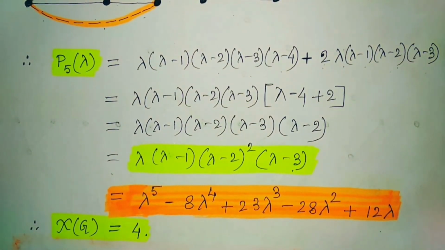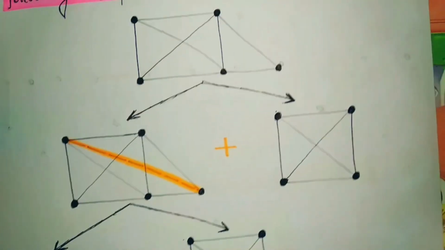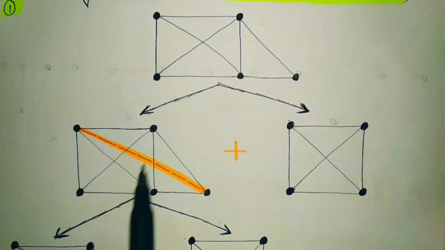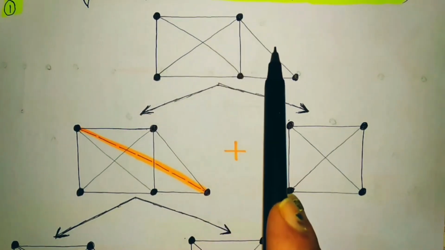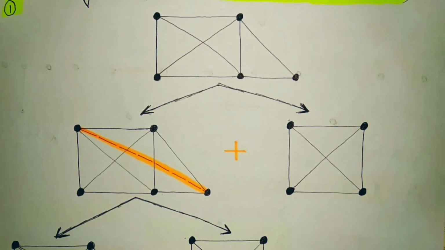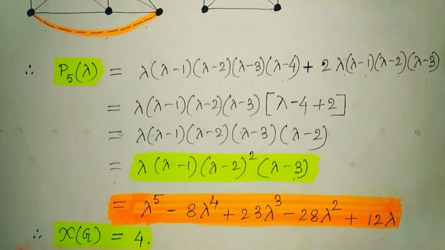In this chromatic polynomial, we observe that the numerical value of the second coefficient is 8. That is the total number of edges in the given graph. Just check. This one is the graph, and how many edges are there? 1, 2, 3, then 4, 5, 6, 7 and 8. So there are a total of 8 edges in this graph. That's why this one is the chromatic polynomial for the given graph.